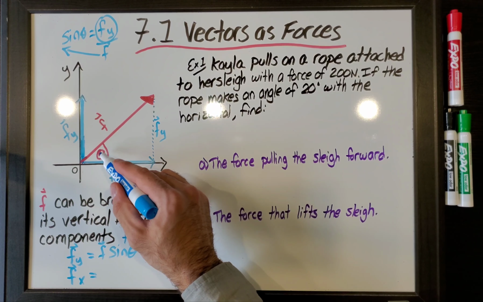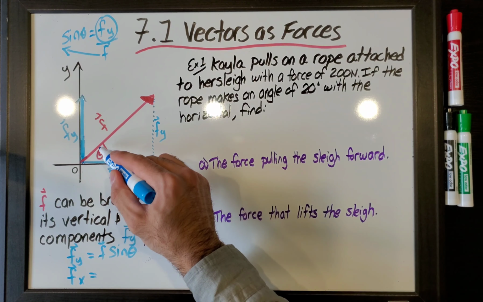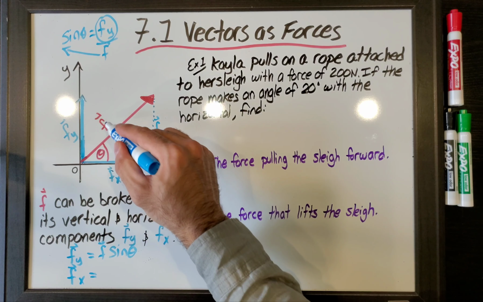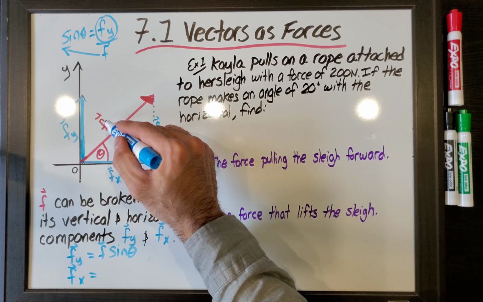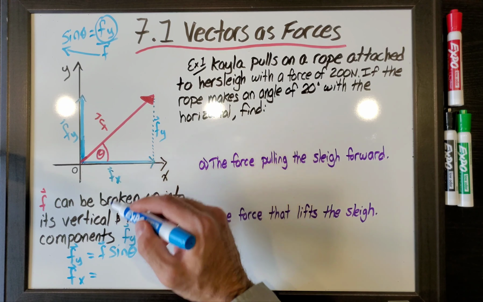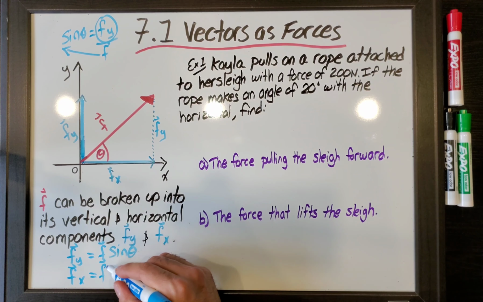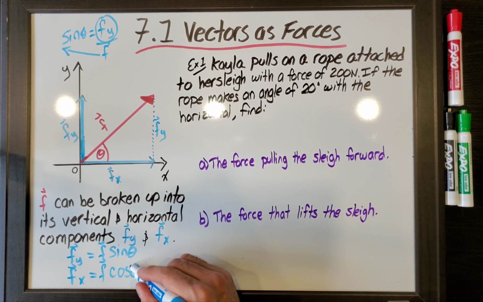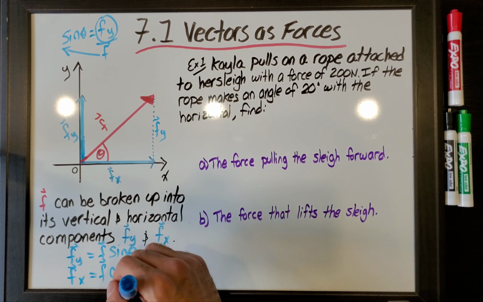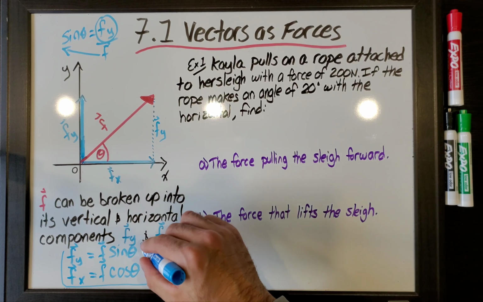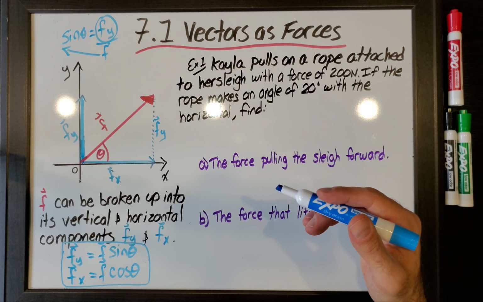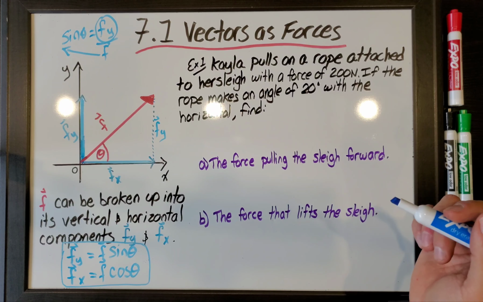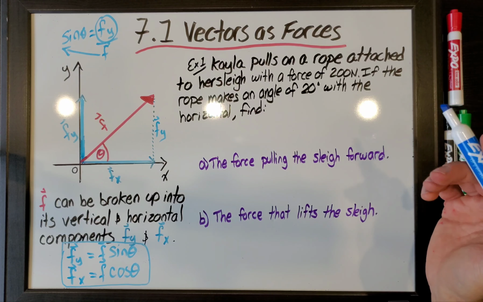Likewise with x, this is the adjacent side. So the adjacent is fx divided by f. Adjacent over hypotenuse. So if I rearrange that and solve for just the horizontal component, I get vector f cos theta. So these are my two formulas to break up any vector into its vertical and horizontal components, which is extremely, extremely necessary. So let's take a look at how we do that in a word problem.